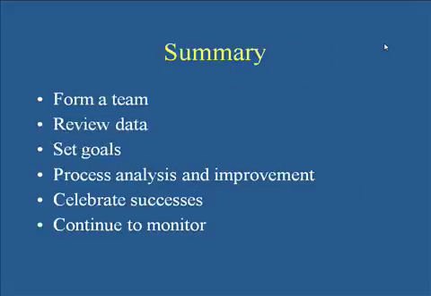So let's review. The first thing that you want to do once you've identified a problem is to form a team to work on it. Then you're going to gather information, review the data, and set the goal or goals that you want to achieve. Then comes process improvement. You need to analyze your current process, perform a root cause analysis to assist in the problem-solving process. There are different types of RCAs that we discussed today. Those are brainstorming, the 5 whys, and the cause and effect diagrams.